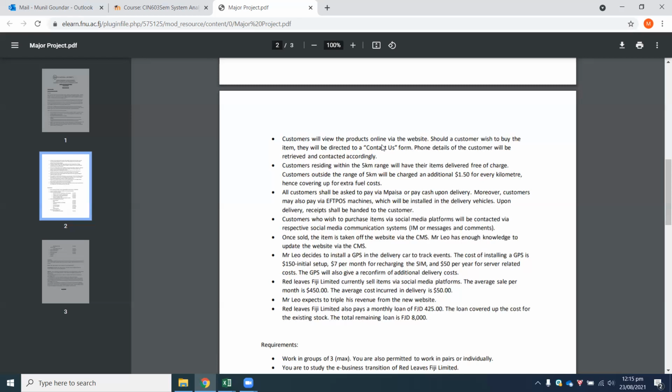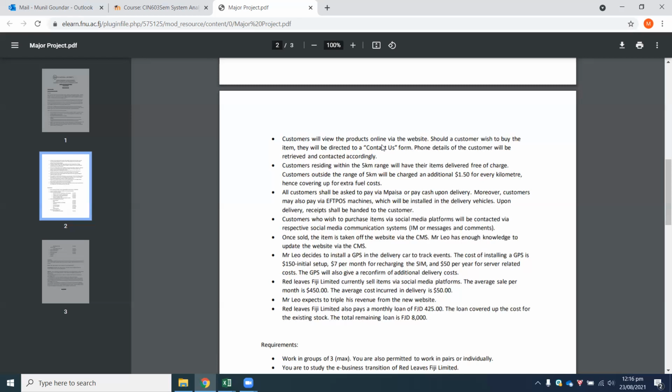Customers residing within a 5-kilometer range will have the items delivered free of charge. Customers outside the range of 5 kilometers will be charged an additional $1.50 for every kilometer, hence covering up for extra fuel costs. So customers within the radius of 5 kilometers will have their item delivered for free. And for those outside the 5 kilometers, for every kilometer, $1.50 additional would be charged. So if someone is living 7 kilometers away, they will be charged 1.50 times 2, that's $3, in terms of the delivery cost.